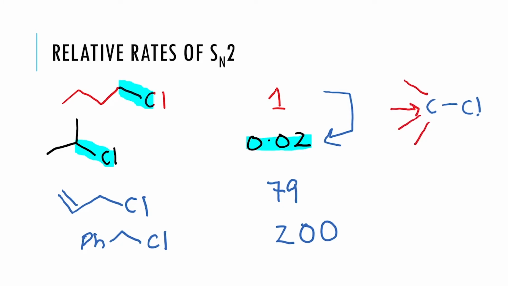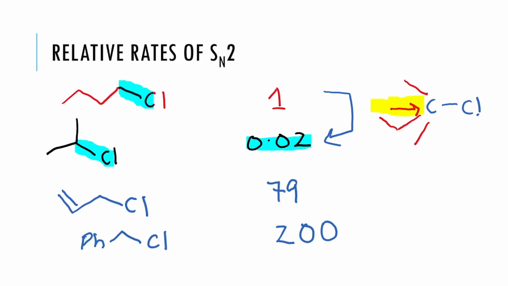So the way we understand this is that if you have additional groups over here, this creates a barrier for the attack to happen. Therefore the transition state is going to be achieved at a higher energy, and so the reaction rate is going to be slow. This is fairly straightforward for us to understand.